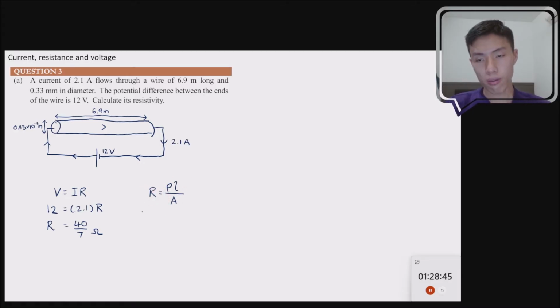So right now you have your resistance equal to 40 divided by 7. Rho over here is what you want to find. You have your length, which is 6.9 meter. But for your area, they are giving a diameter, so you have to change it to area. This is a circular area, so it's pi r squared. But r can be obtained by taking the diameter divided by 2. So 0.33 times 10 to the power negative 3, this is the diameter, divided by 2, you get your radius. But you still remember, your radius needs to be squared.